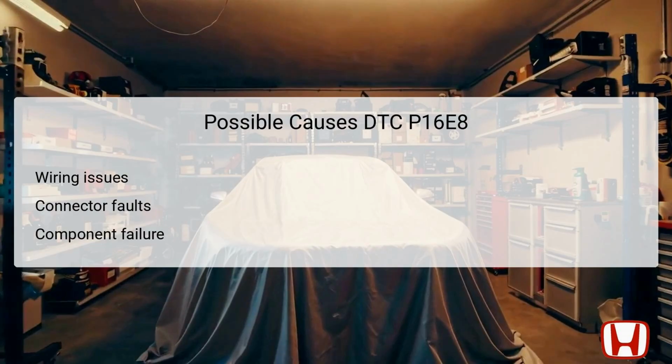Another potential cause might be a failure within the components themselves, such as the shutter grille actuator or the PCM. Finally, environmental factors can aggravate these issues, such as moisture or abrasions affecting the wiring harness. Identifying these areas will guide the technician towards the root cause of the communication failure.